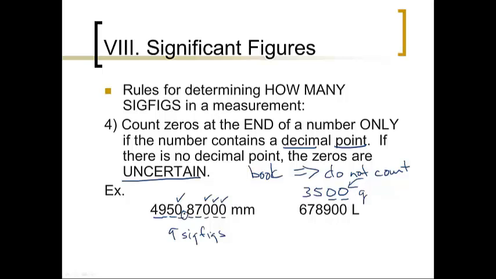Okay. This one here, 6, 7, 8, 9, you have to count those because they're non-zero digits. These last two are uncertain. Okay. If the book told you 678,900 liters, you would say there's only 4 sig figs. But in reality, all these zeros could count, one of them could count, or none of them could count. Okay. So you can say, well, there is at least 4 sig figs here. If the book gives you this answer, you say only 4.